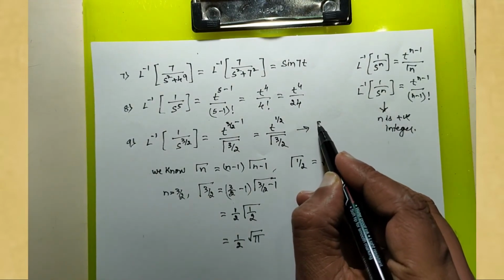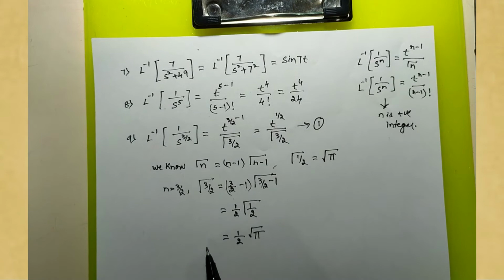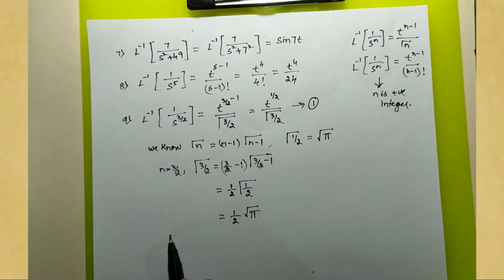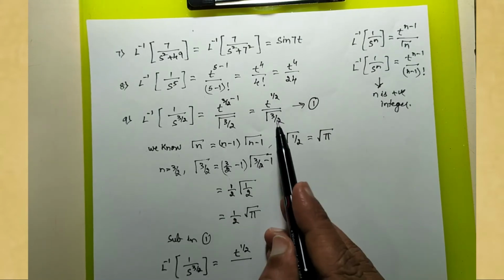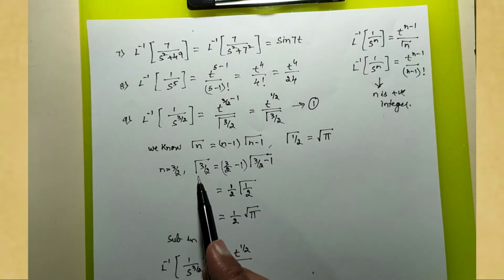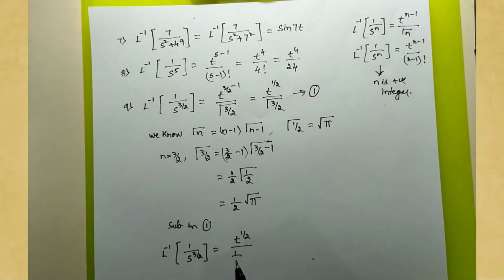You can just plug in over here. If you want, you can take this as equation number 1. So let us substitute the value in equation number 1. You will get inverse transform of 1 by s power of 3 by 2 will be equal to t power of half divided by gamma of 3 by 2. What is the value of gamma of 3 by 2? You have got 1 by 2 square root of pi. Or 1 by 2, if you take in the numerator, becomes reciprocal. It will be 2 t power of half divided by square root of pi.